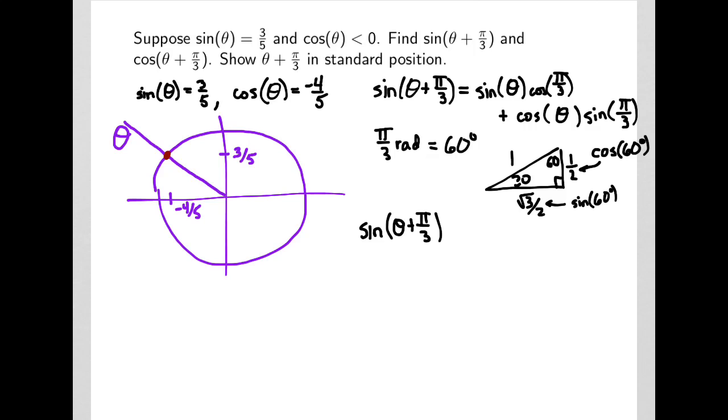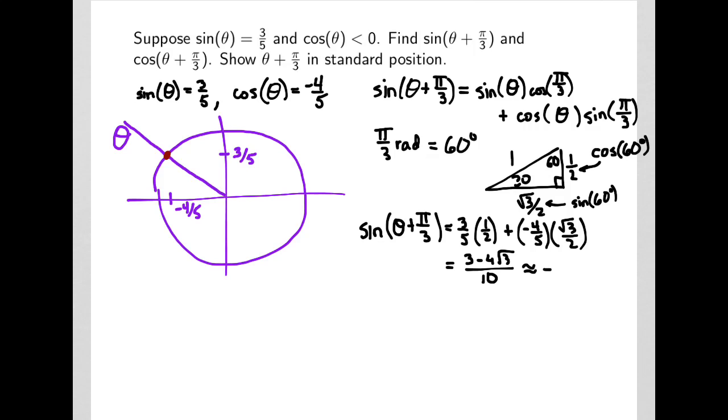is going to be the sine of theta, 3/5, times the cosine of pi over 3, which is a half, plus the cosine of theta, which is negative 4/5, times the sine of pi over 3, which is square root 3 over 2. And I get a net value of 3 minus 4 square root of 3, all over 10. And using a calculator I can find a decimal value so it's easier to see on my unit circle.